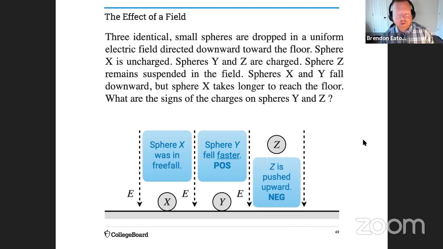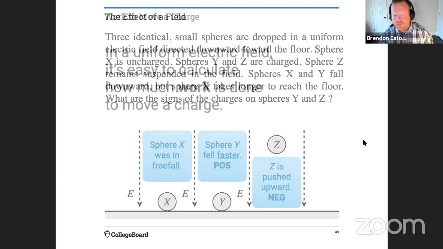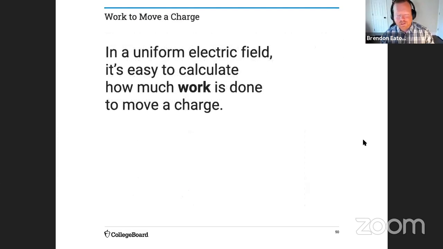So why did sphere Y fall faster? It's because it had two forces acting in the downwards direction: gravitational force and the electric force. Yeah, I don't know if I touched on that.